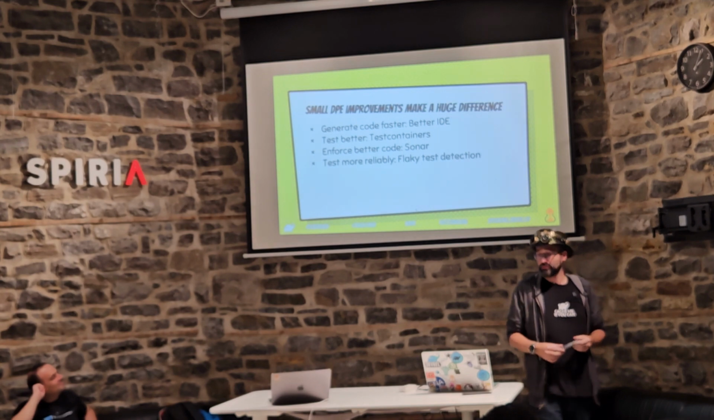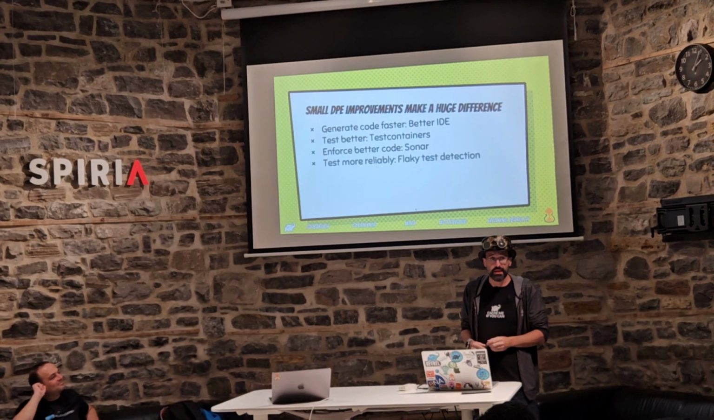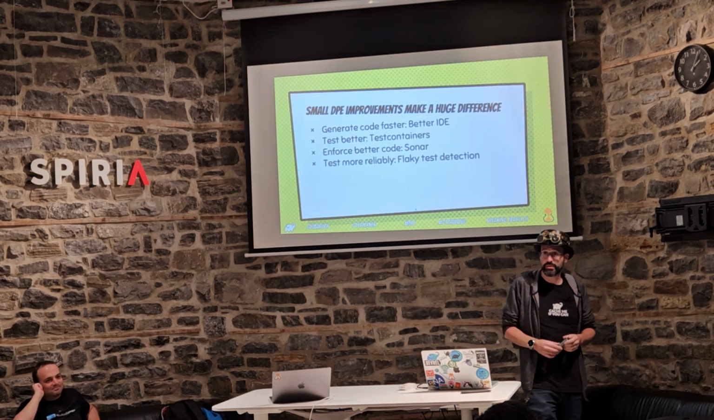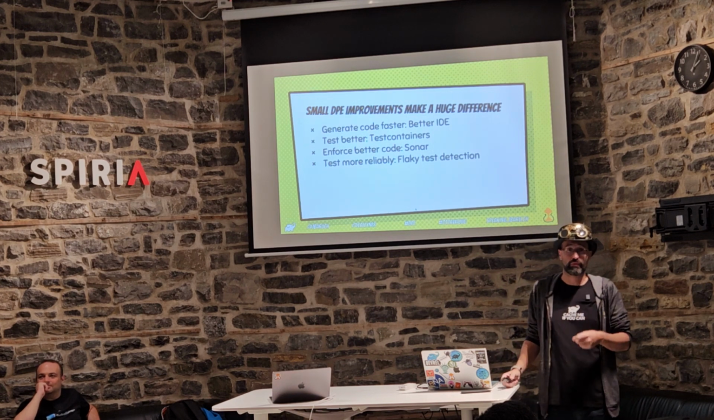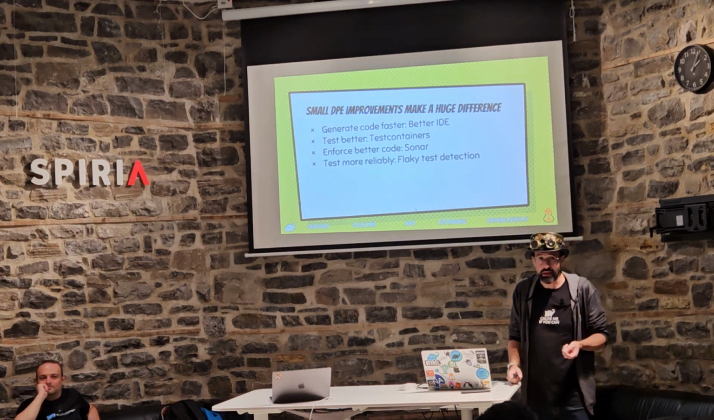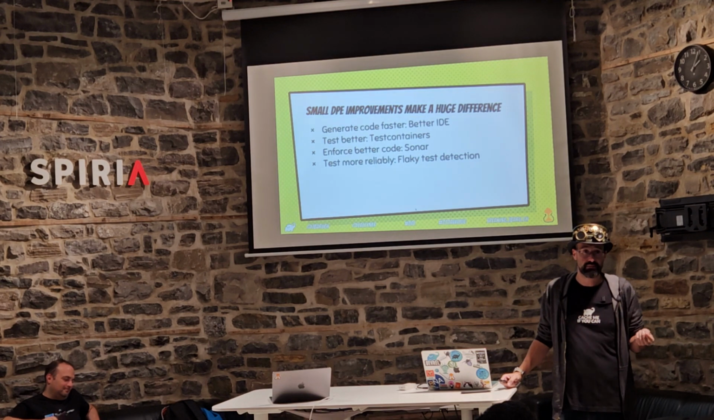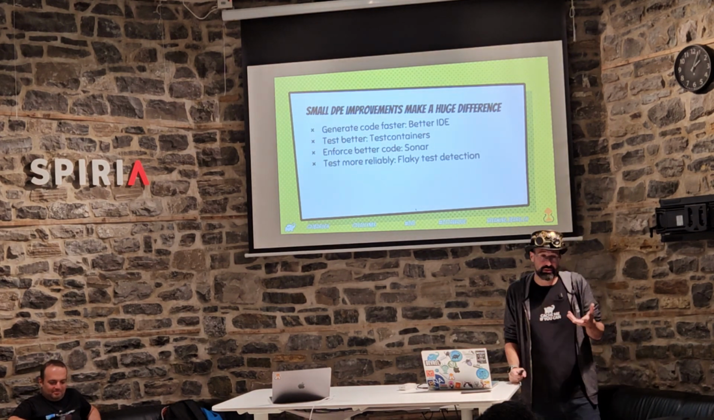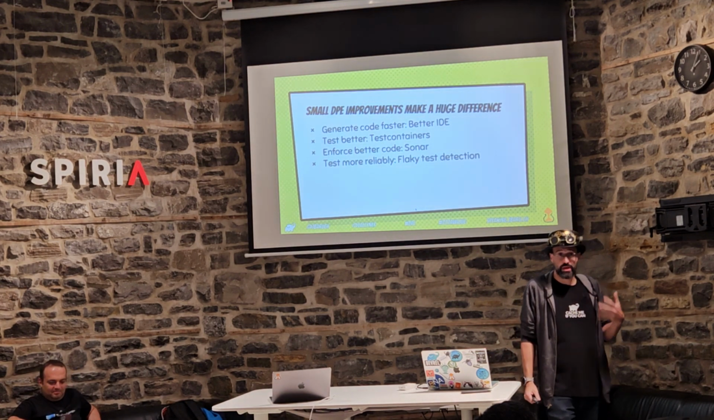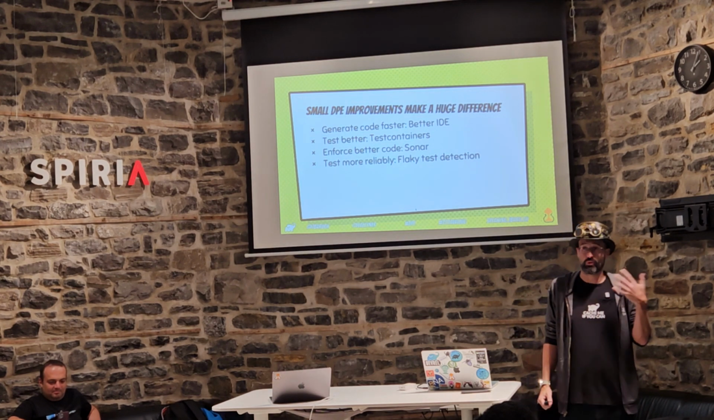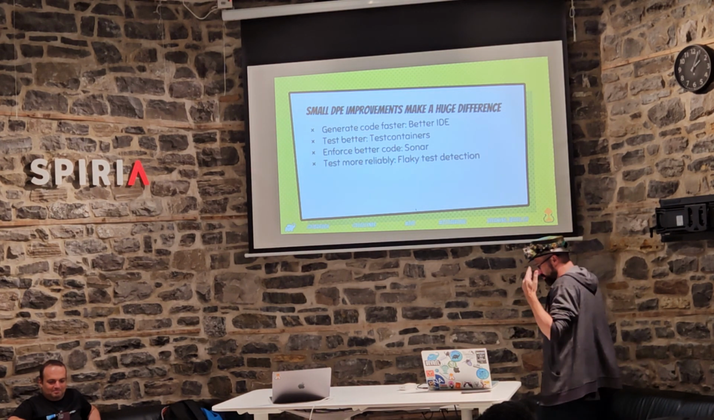Flaky test detection for more reliable tests. Again, there are tools, there are plugins for your JUnit, for Gradle, for Maven that can help find flaky tests. The way they do it is very simple. They just run a failed test one more time, or two more times, or whatever we define.